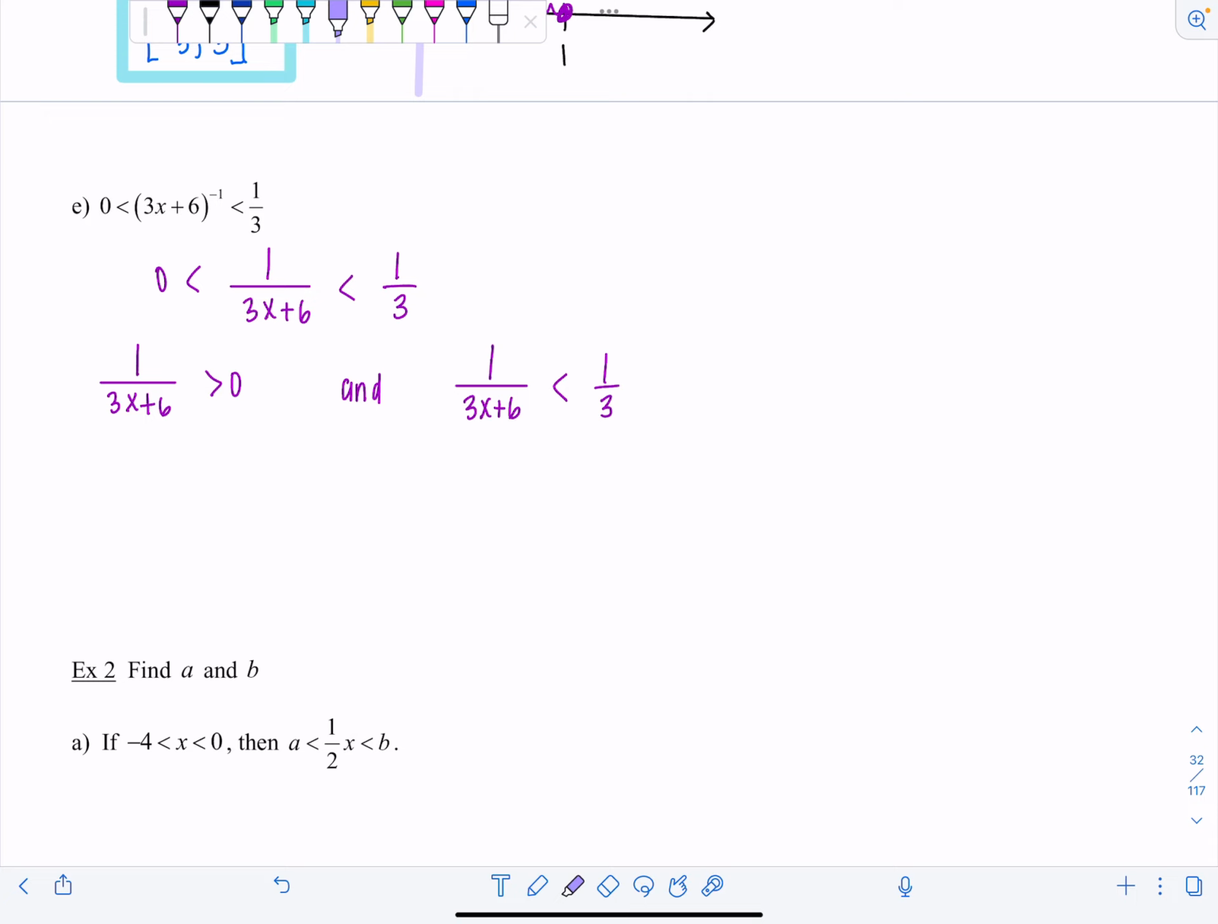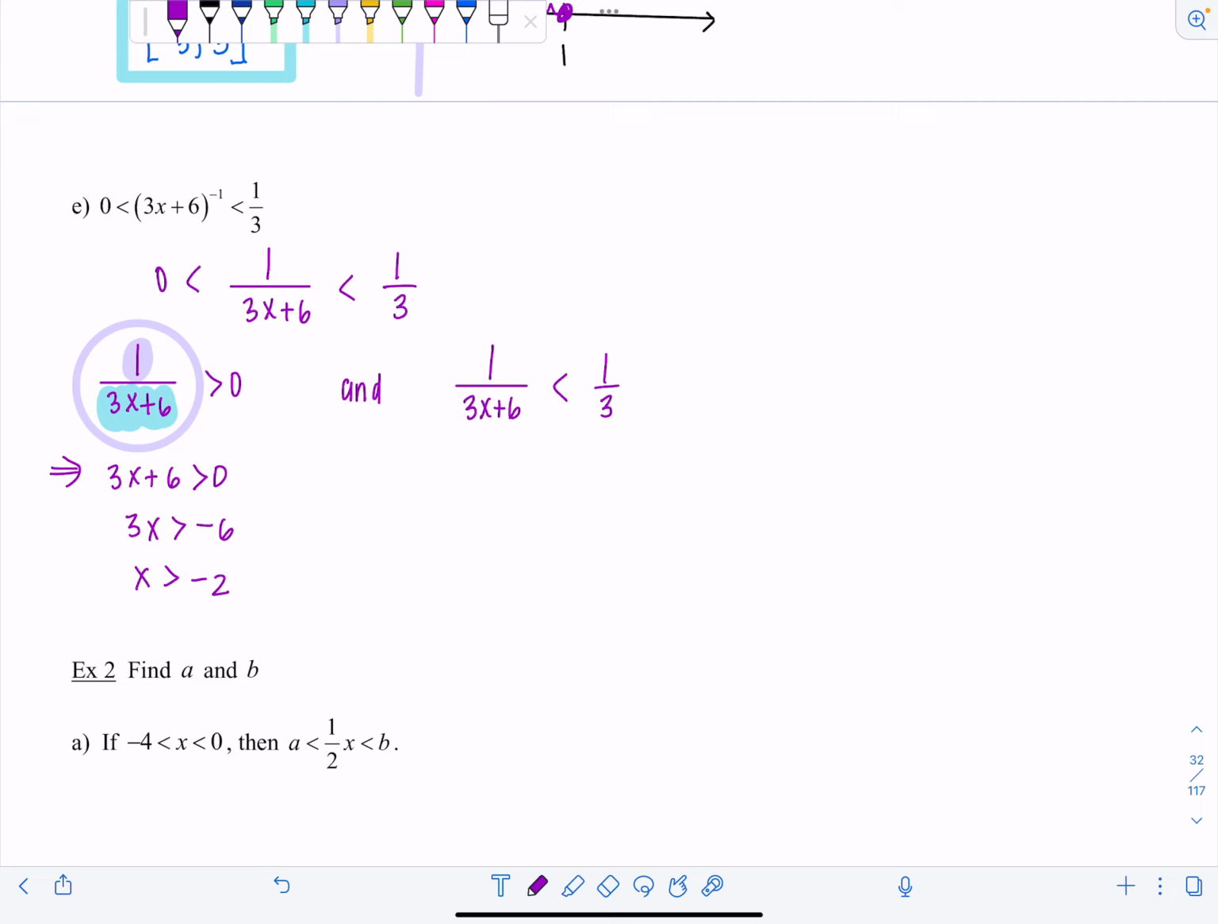Look at this first one here. 1 over 3x plus 6 has to be greater than 0. I know 1 is not negative. So in order for this whole expression to be greater than 0, it really depends on 3x plus 6 being greater than 0. Solving that inequality is equivalent to just solving where 3x plus 6 is greater than 0. It means the same thing because I can tell the numerator's already positive. Okay, we can solve this, no big deal. That means 3x would be greater than -6 and x would be greater than -2.